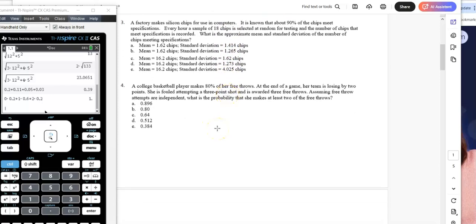A factory makes silicon chips for use in computers. It is known that about 90% of the chips meet specifications. Every hour, a sample of 18 chips is selected at random for testing, and the number of chips that meet specifications is recorded. What is the approximate mean and standard deviation of the number of chips meeting specifications?